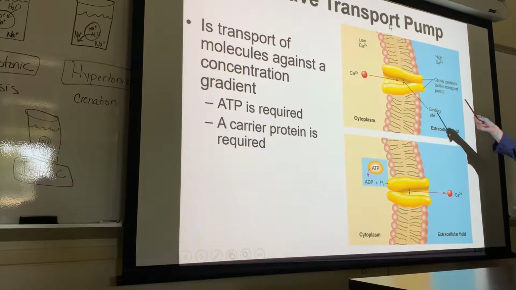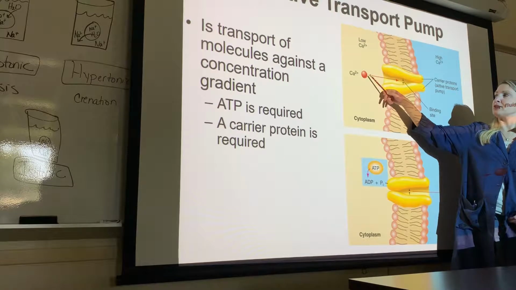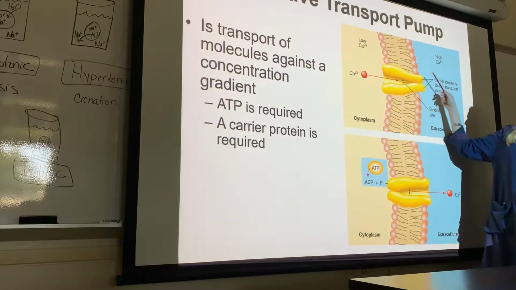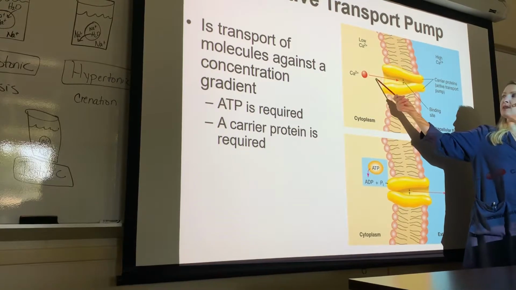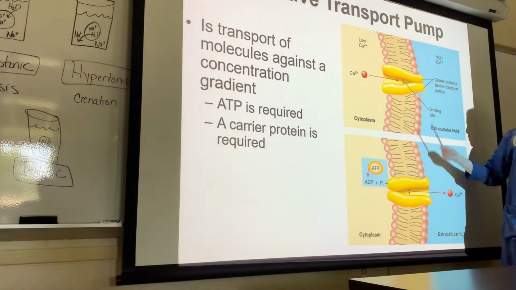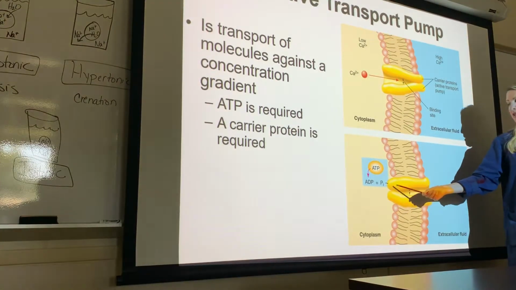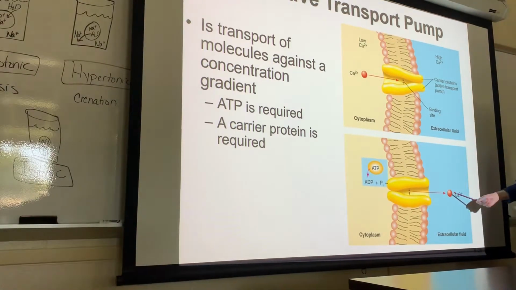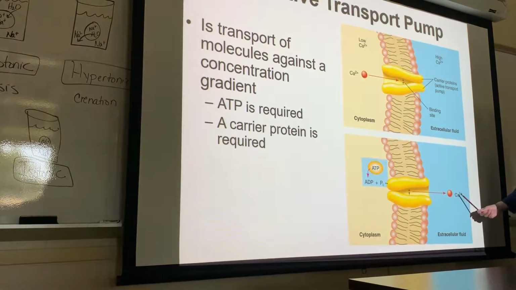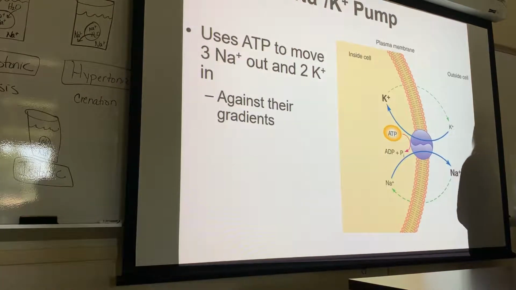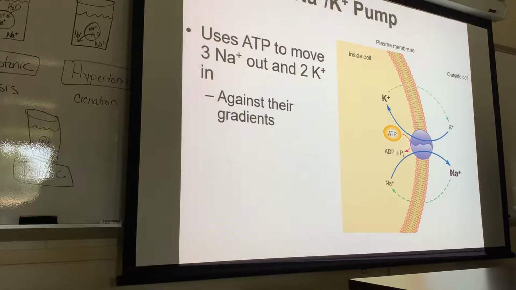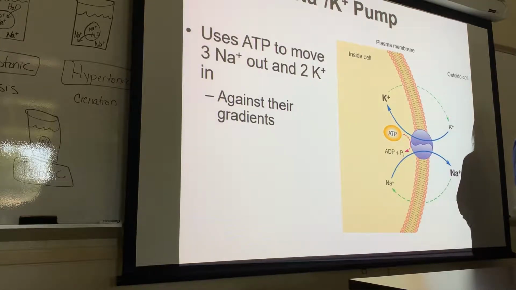But here we can see that calcium is in low concentration inside the cell. It's higher concentration outside the cell, but through the carrier, which utilizes ATP energy, we're able to push calcium to the outside of the cell against the gradient. Okay, so there are two types of active transport mechanisms.